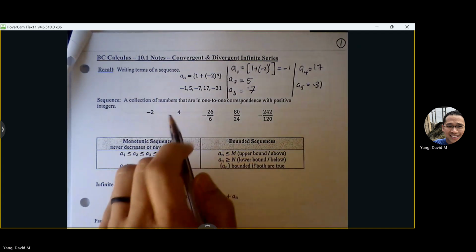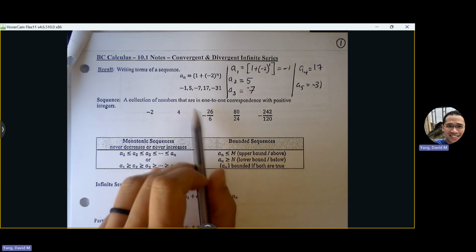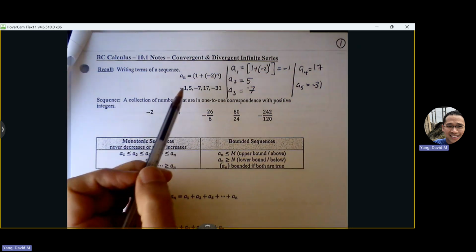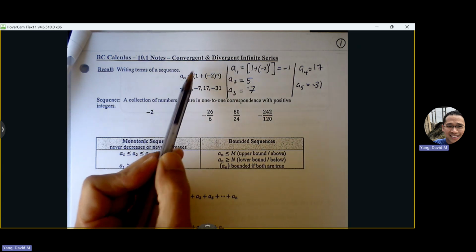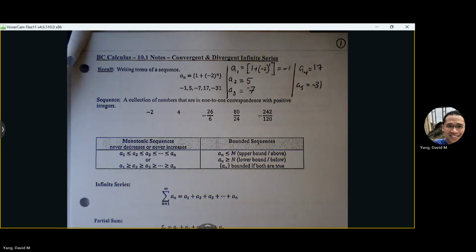Okay. So a sequence is a collection of numbers that are in a 1-to-1 correspondence with the positive integers. So that means if I plug in a specific number, I'm only going to get one number in return. I'm not going to get 2 numbers in return. So we're not adding these terms together. A sequence is just a collection of numbers, usually separated by commas.